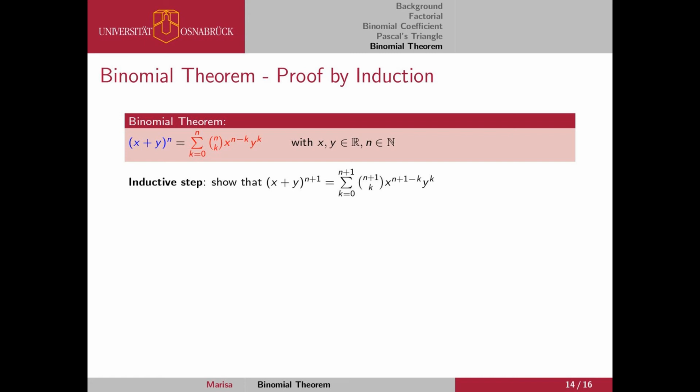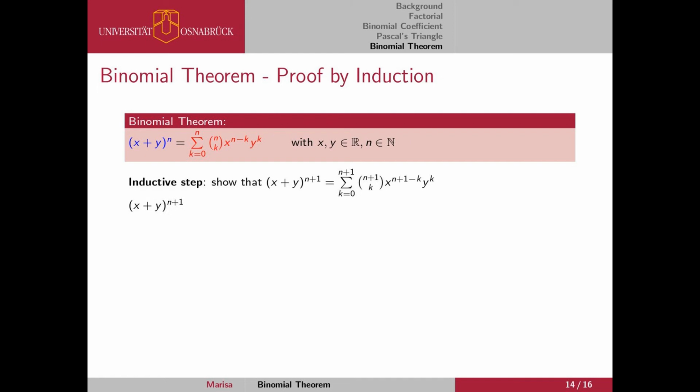Now we can move on to the inductive step. This is where all the magic happens. So the inductive step means that we now want to show that the formula also holds for n plus 1. So we want to replace every n by n plus 1 in our formula and then show somehow, using the hypothesis, that the relation holds if we move on from the left side to the right side.